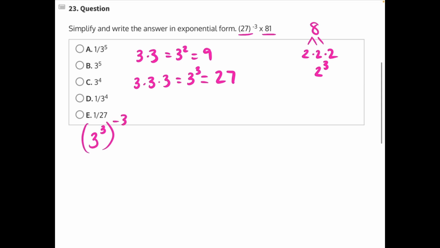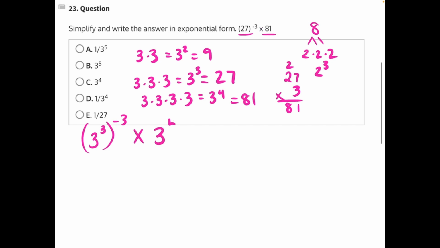Then let's see what 3 to the fourth power is. 3 to the fourth power would be 27 times 3. 3 times 7 is 21. 3 times 2 is 6, plus 2 is 8. 81, that's what we need for our second term. So we can rewrite it as times 3 to the fourth power.